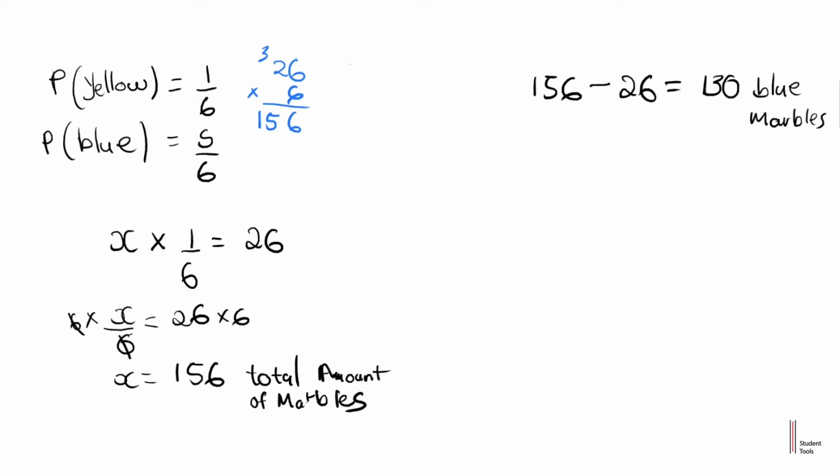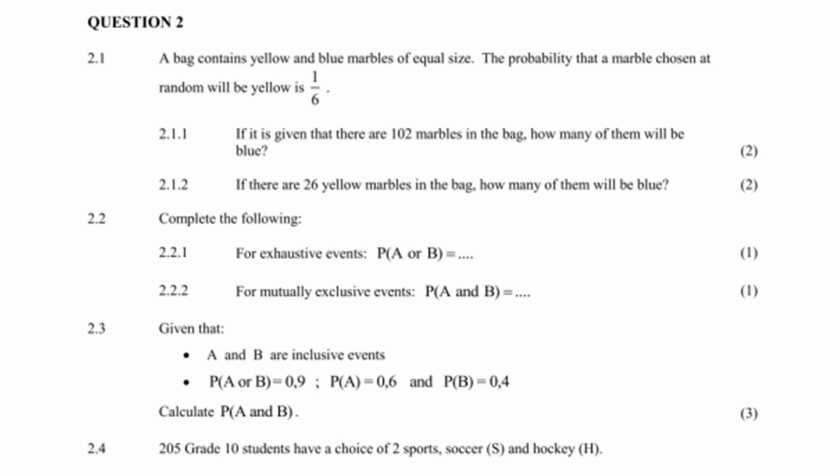Let us proceed to 2.2. 2.2, we have a question which says complete the following, and we have 2.2.1, which says for exhaustive events, we have the probability of A or B equal to that. All right, so we have exhaustive events. What are exhaustive events?